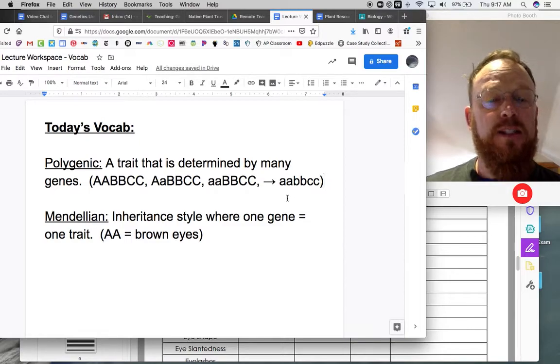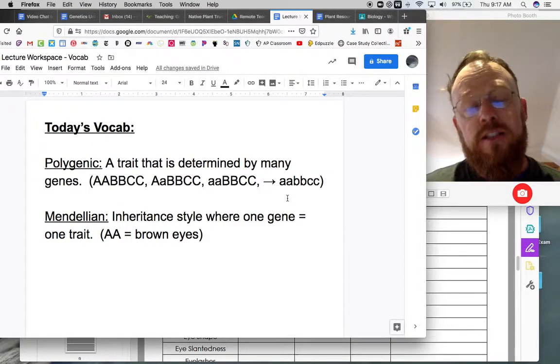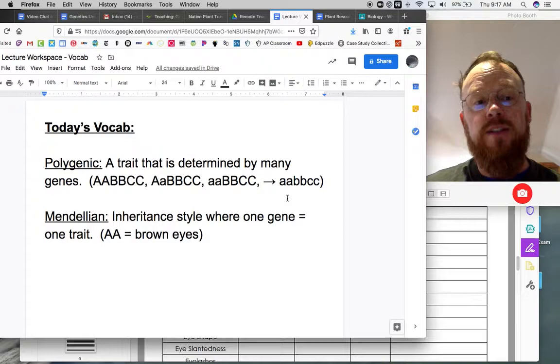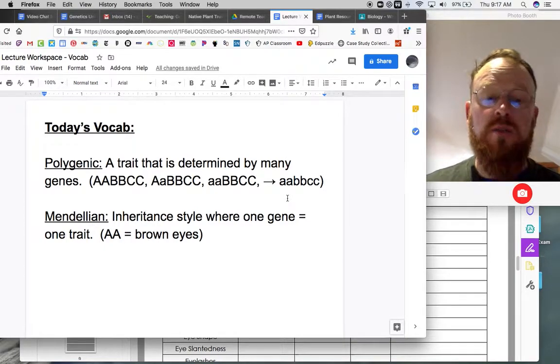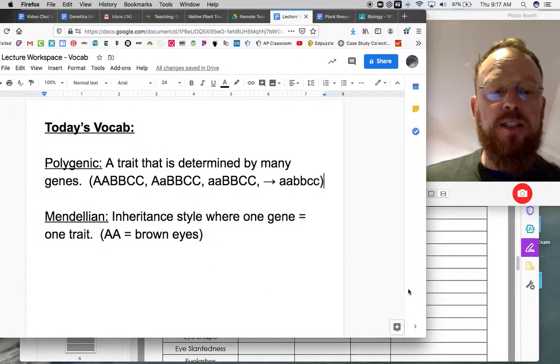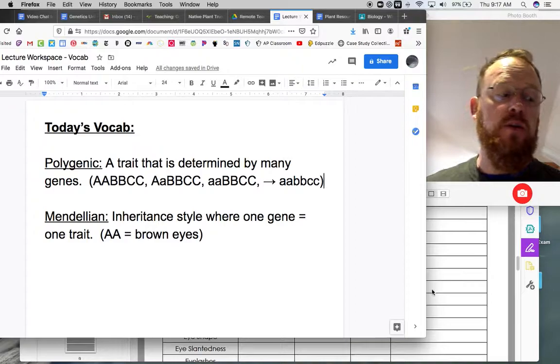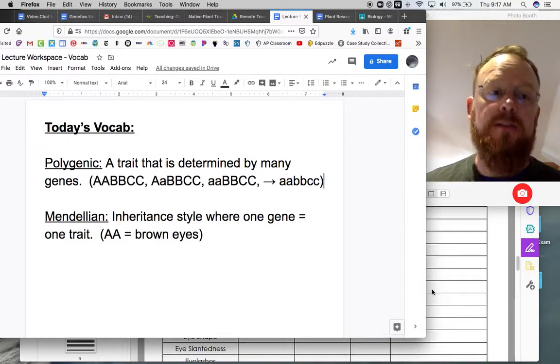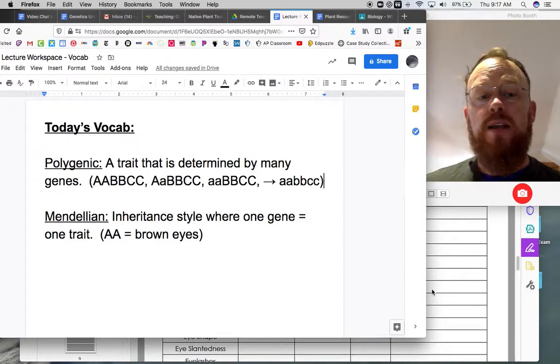So human eye color actually is a polygenic trait. There's more than one gene that determines eye color. Human skin tone is also a polygenic trait. Skin tone is determined by at least 4 separate genes. We're going to look at that a little as we do this activity.